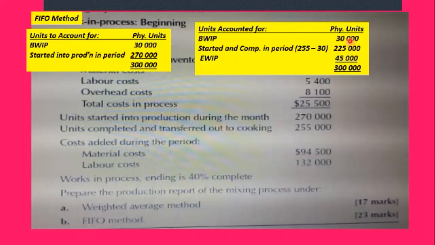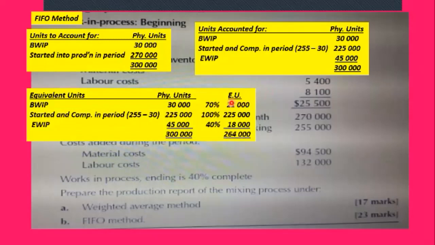Okay, so you have accounted for all of the units here using FIFO. And we look at the equivalent units now. How are we going to convert these physical units into these? This is where the percentages come into consideration. Now, the area that this FIFO differs from the AVCO method is in the treatment of the opening stock that comes from the previous period.